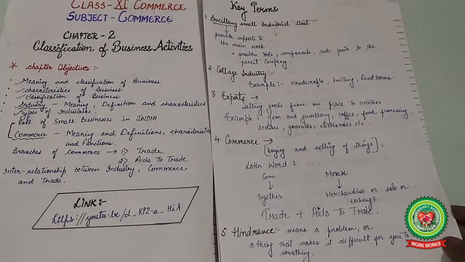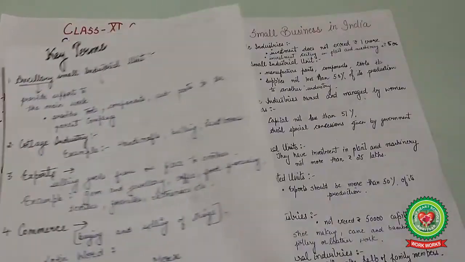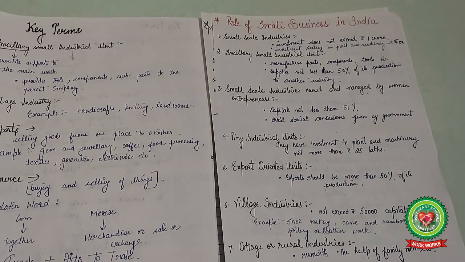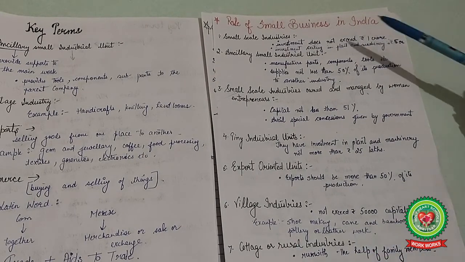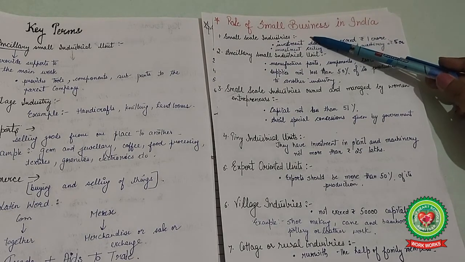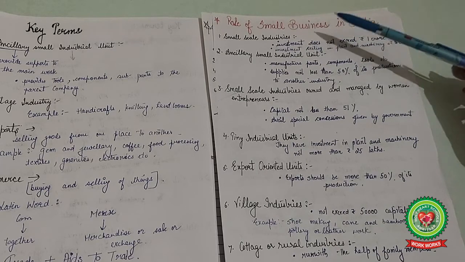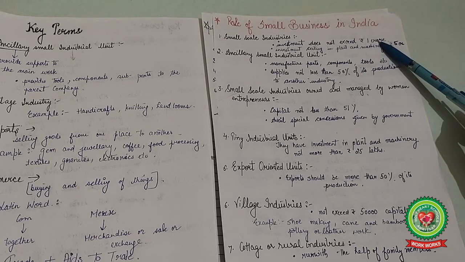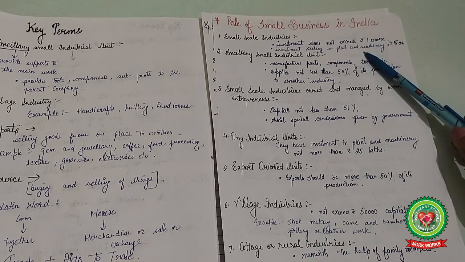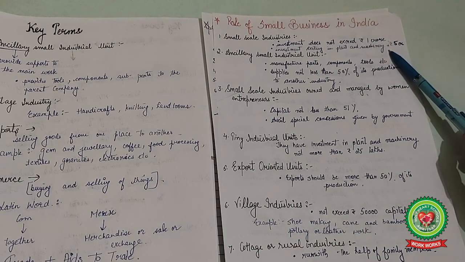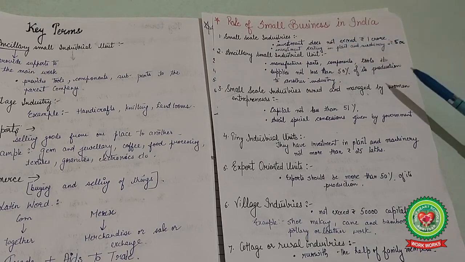Next our topic is the role of small businesses in India. There are various small businesses that prevail in society. First is small scale industries. Small scale industries are defined as those whose investment in fixed assets does not exceed 1 crore and whose investment ceiling in plant and machinery should not exceed 5 crores. Then it is known as a small scale industry.